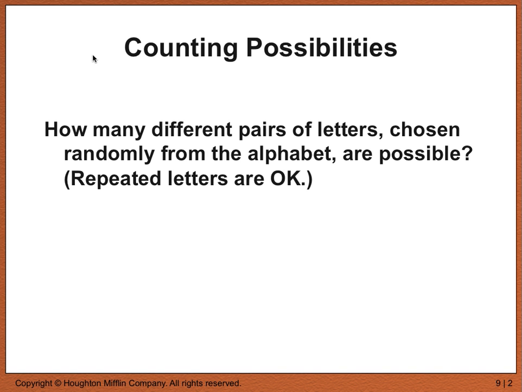How many different pairs of letters chosen randomly from the alphabet are possible? And repeated letters are okay. All right, so this is just to count how many different possibilities there are. So AB, for example, is a possibility. XY is a possibility. CC, DE, BB, AN. All right, you get the point. What are all the different possible pairs of letters?